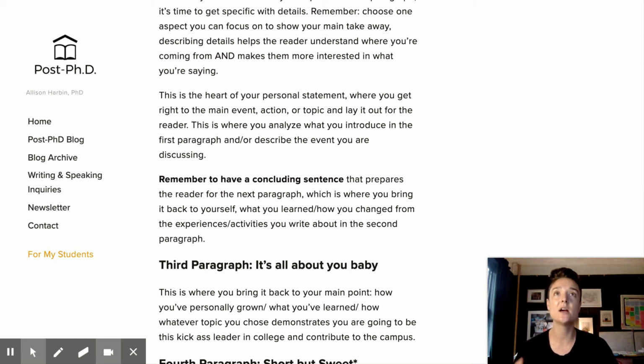And in the next paragraph, it's where you bring it back to yourself. What you've learned from what you talk about in the second paragraph, how you changed from the experiences or the activities, whatever. It's your analysis section, basically, is your third paragraph. So keep that in mind. The second paragraph is where you lay out the story. And the third paragraph is like, and as a result of this story, I transformed in X ways.